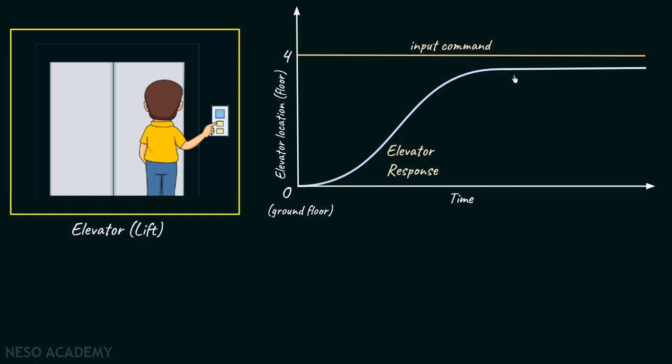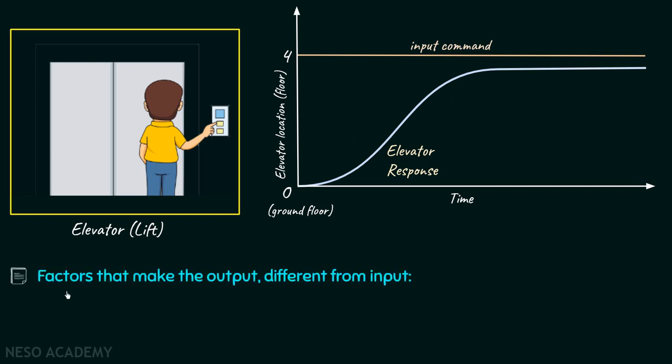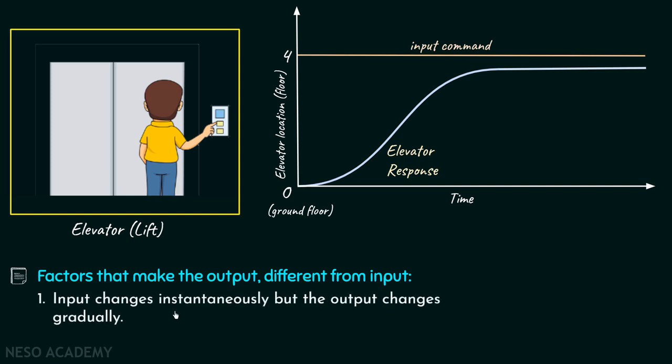Now we can observe that the elevator response is quite different from the input command, and this is due to two factors that make the output different from the input. And the first factor is input changes instantaneously but the output changes gradually. When we enter inside the elevator and we push the fourth floor button, then the input changes in an instant. But in response to that, the movement of the elevator takes some time in order to reach the fourth floor.